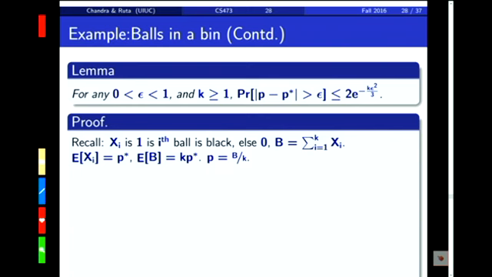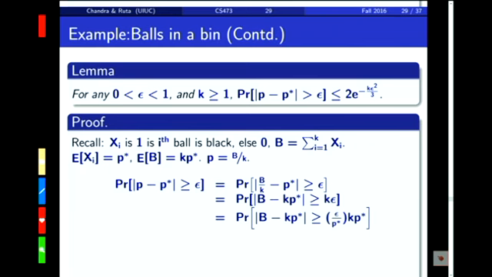Okay? That's simple. Again, the same setting, xi is a random variable, 1 if the ith ball is black and 0 otherwise, and b is the summation of xi's, and expectations we know. Now again we are asking the same question. What is the probability that p minus p star is greater than or equal to epsilon? Replace p by b over k, multiply through, so we get this setting. Okay, so here it's k epsilon.